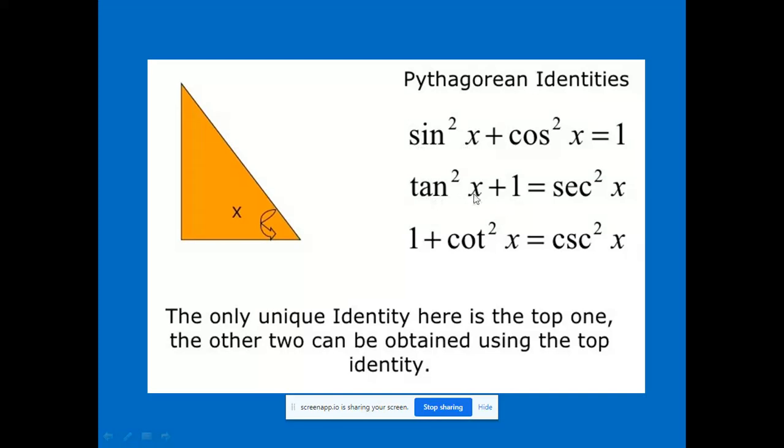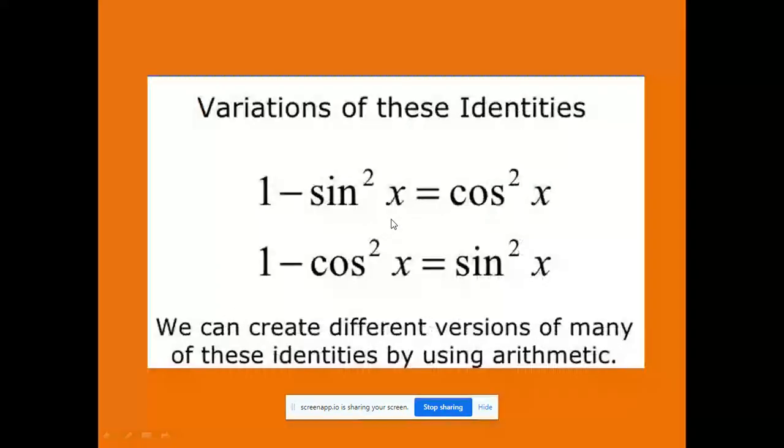How can we get this? To get tan square, the first equation can be divided on both sides by cos square. If you divide it by cos square, sin square by cos square is tan square. Cos square by cos square cancels and we get 1. And 1 by cos square is nothing but secant square x. Like that we can get the third one also.